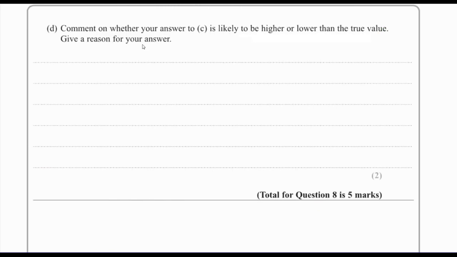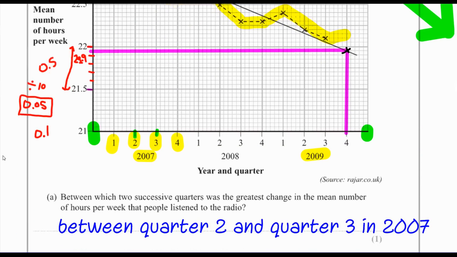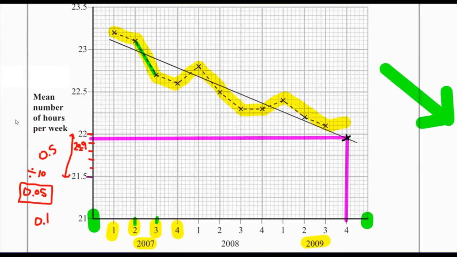Part D. Comment on whether your answer to part C is likely to be higher or lower than the true value, and give a reason for your answer. Right, well, let's think about the estimate that we've just made. We've just been guessing where the next cross is going to be, and we've guessed that the next cross is going to be here. But if we have a look at what's happened with our points, it's gone down, down, down, across. Okay, that's 4.